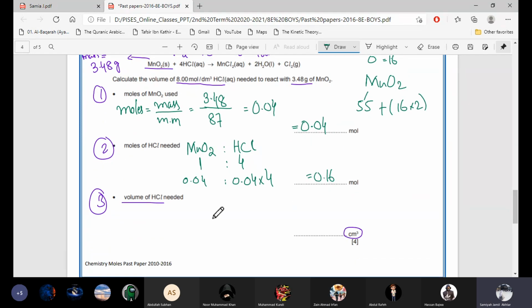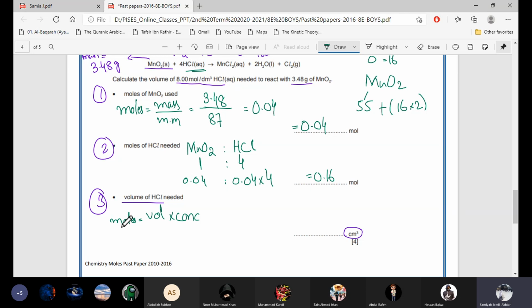Now the volume of HCl needed. 20 centimeter cube. Abdur Rafi, which formula will we use? Moles equals volume times concentration. Volume is equal to moles over concentration. Oh, okay, my mistake. Yes, because it is aqueous. HCl is aqueous, so we'll use this equation.